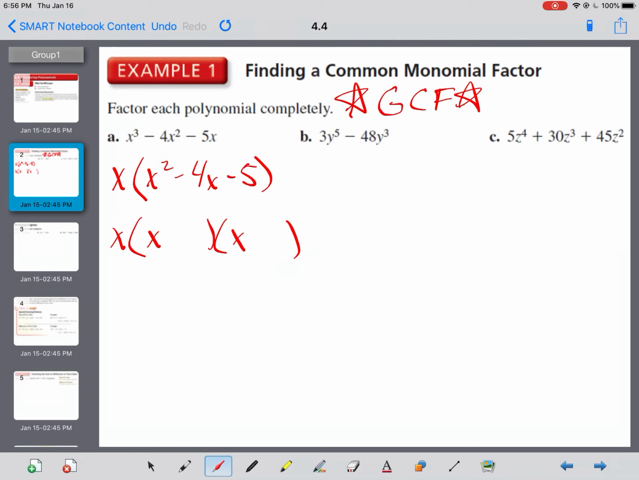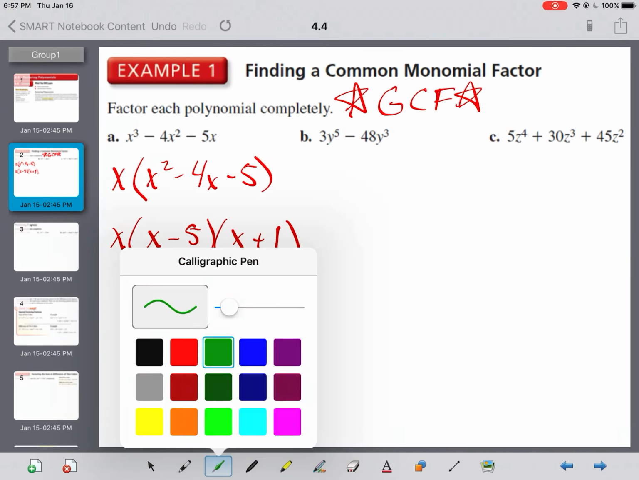x, and then factors of 5 that subtract to 4. That would be a 5 and a 1, and I need it to be negative, so it's going to be 1 minus 5. So negative 5, positive 1. And now everything is factored as far as possible. Okay. Now let's look at the next.